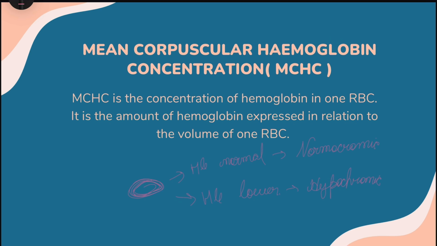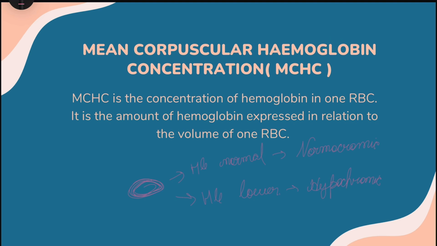However, it cannot be hyperchromic. Why not hyperchromic? Because there are certain limitations for the concentration of hemoglobin that a single RBC can house. That means a single RBC cannot be hyperchromic. Overall it can be, but not in a single cell. So this is very useful.